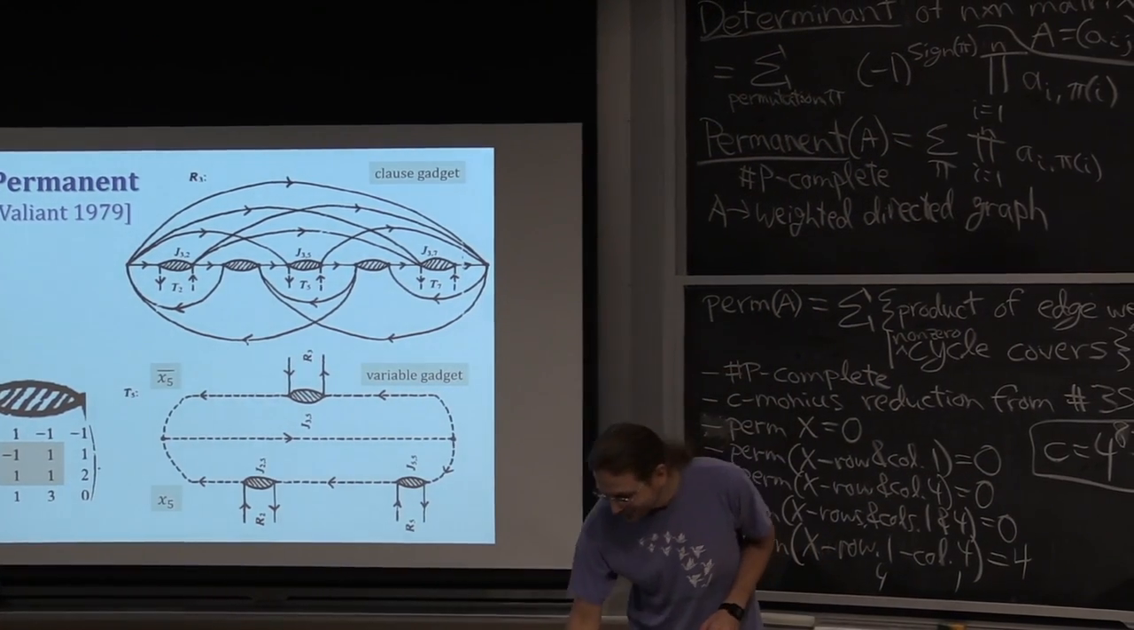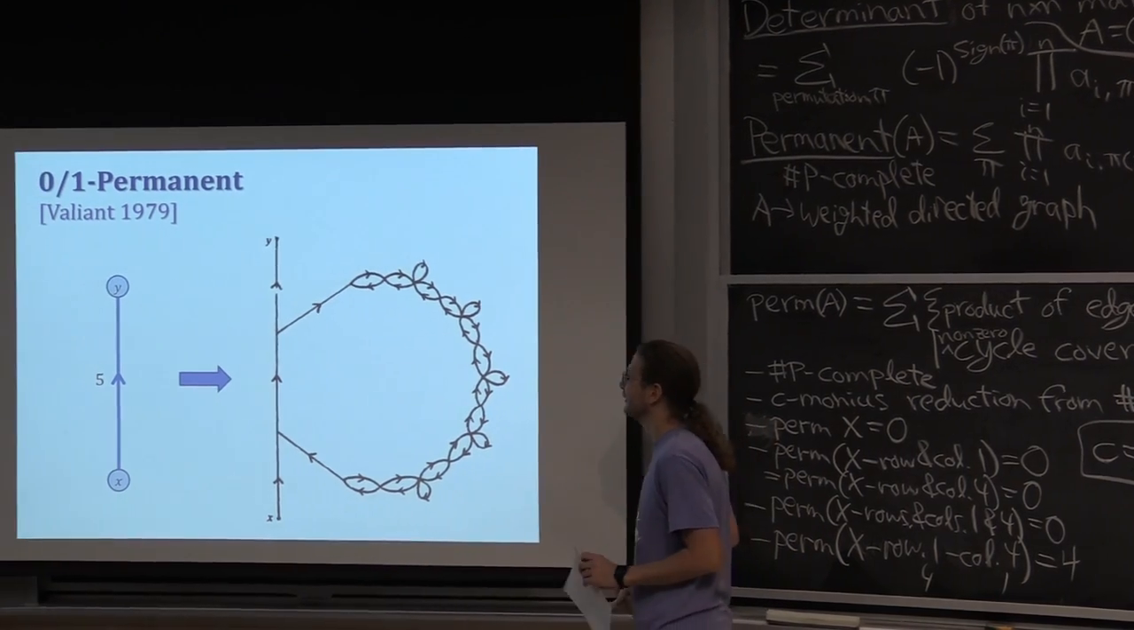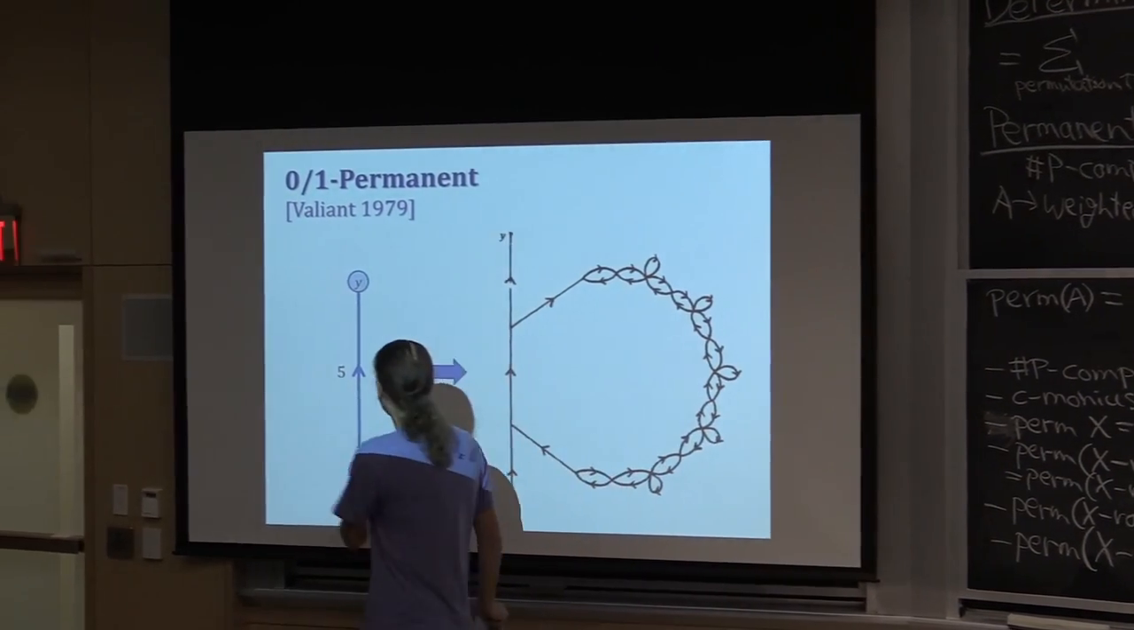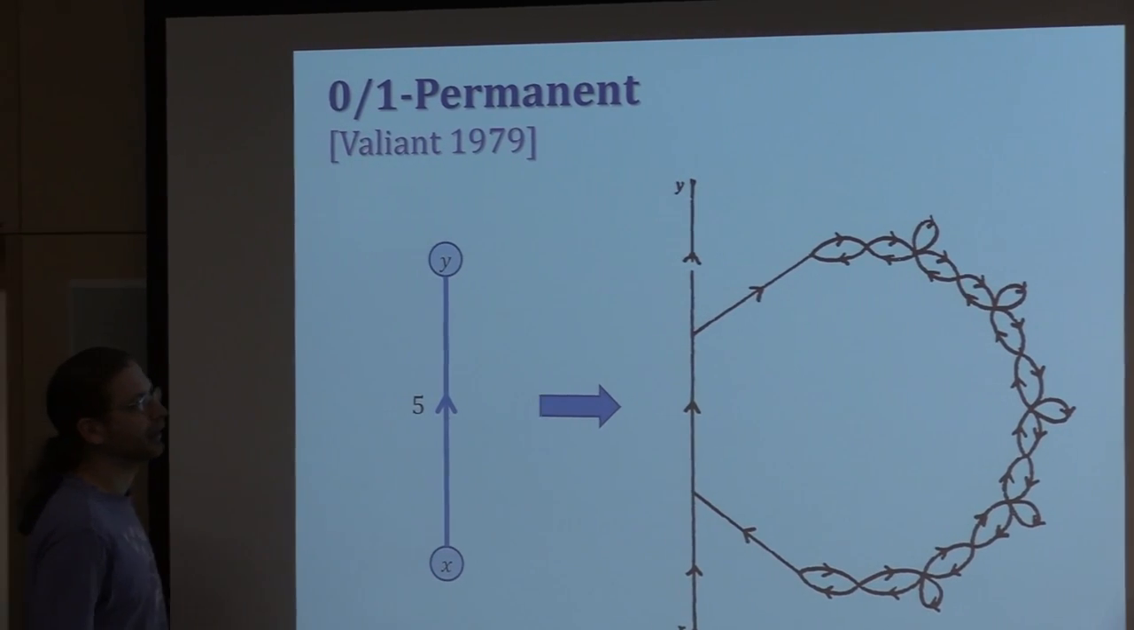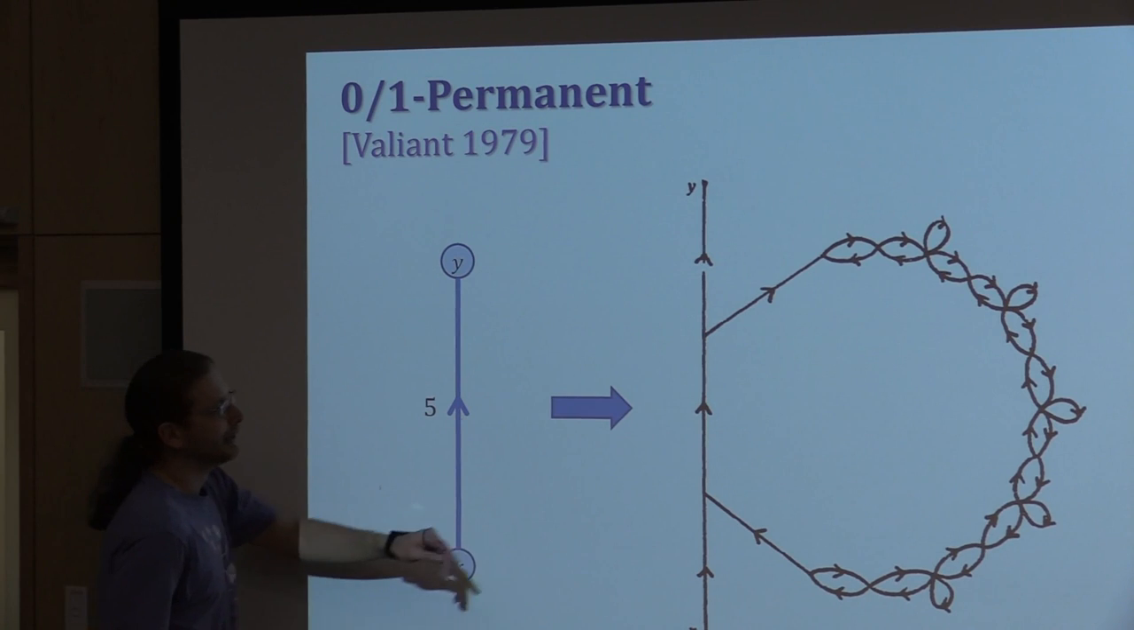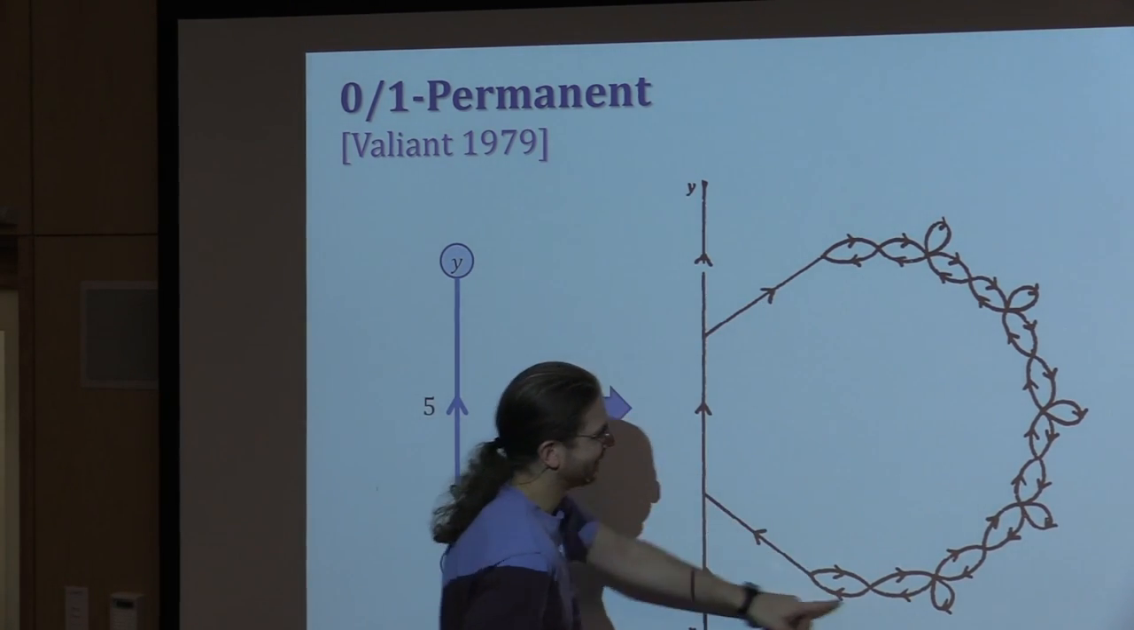Okay, now I can go back to gadget land. So suppose I have an edge of weight 5. This will work for any number greater than 1. If it's 1, I don't touch it. If it's greater than 1, I'm going to make this thing.